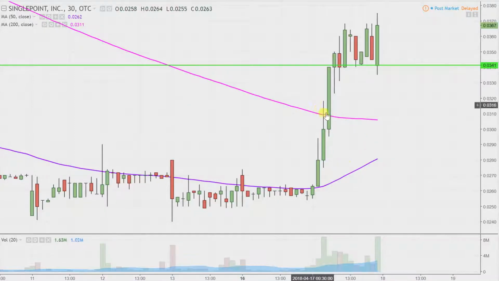Next level of support to keep an eye on would be the pink line right here, which is the famous 200 period simple moving average. And I'm not going to give the value there because that is a moving average, so that's going to change with time. But short-term wise, like I said, 0.034 and then the 200 period.